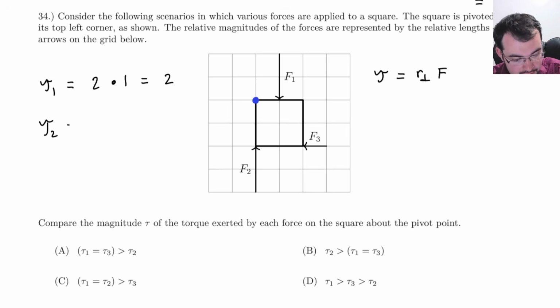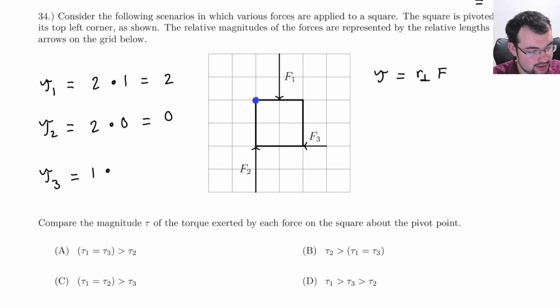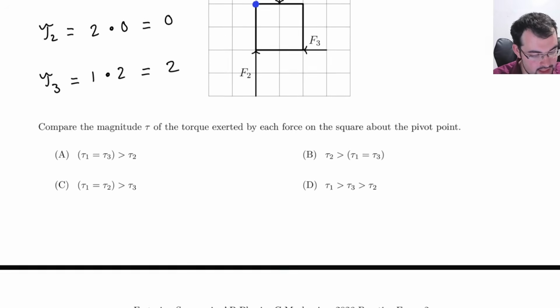Now for the second torque, I have a force of 2. And my lever arm, well, my force is vertical. So I'm asking myself how many horizontal squares are between my pivot and my force line. Well, 0. So we get no torque from the second force. And then for the third force, we have a force of magnitude 1, and that's a horizontal force. So how many vertical squares away is F3 from my pivot point? Well, it's the whole square length, 1, 2. So this also equals 2. So we see 1 and 3 are equal, and they beat 2.